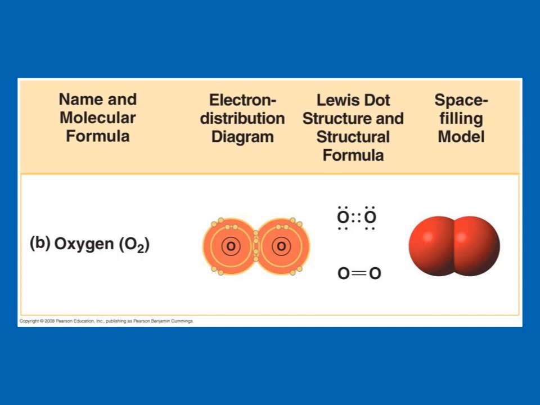If you notice, how many lines are between the two oxygen atoms in the structural formula? Yes, there are 2 lines. And how many electrons are shared in total when 2 oxygen atoms are covalently bonded? Yes, 4. Remember, each line represents 2 shared electrons.